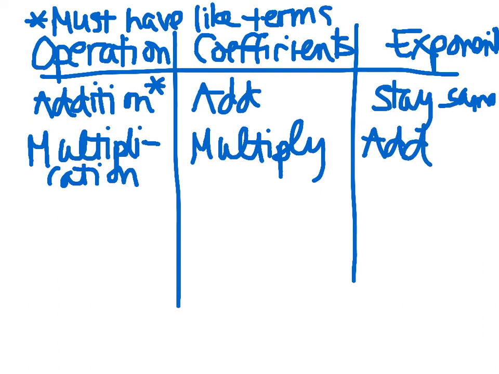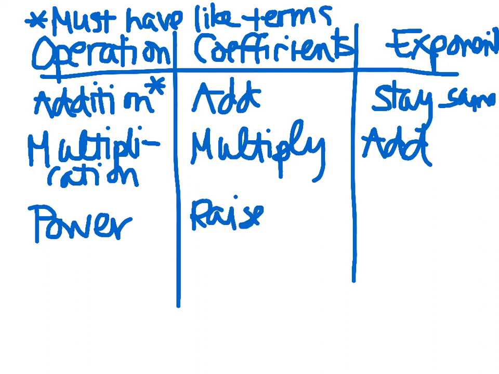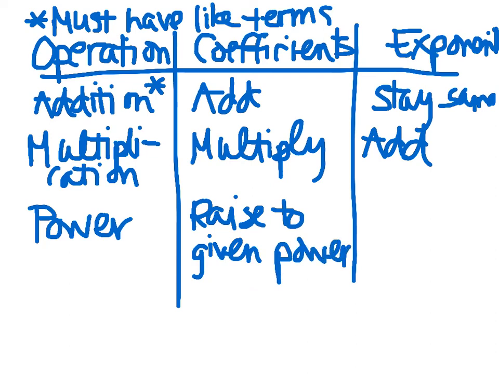Now, if I am raising to a power, I raise the coefficient to the given power, and I multiply the exponents. I do want to make it clear that if there is more than one step in any problem, and we're going to do multiple problems that have more than one step, you're responsible for showing each different step.